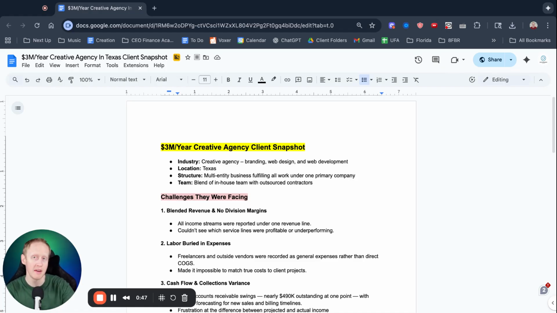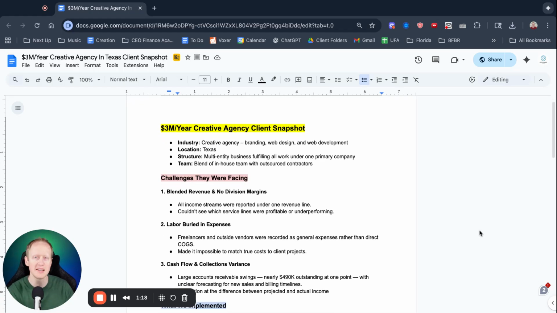Okay, so this was a creative agency doing things like branding, web design, and web development out of Texas. They're serving clients all over the country, but they had a multi-entity structure that also made things a little bit difficult, where they would get some money into one company and then pipe that into another company that would actually be doing the fulfillment of their work. And so that also muddied the waters when it came to having financial clarity. From a team standpoint, they had a blend of in-house salaried employees and part-time contractors, which again muddied the waters for them.